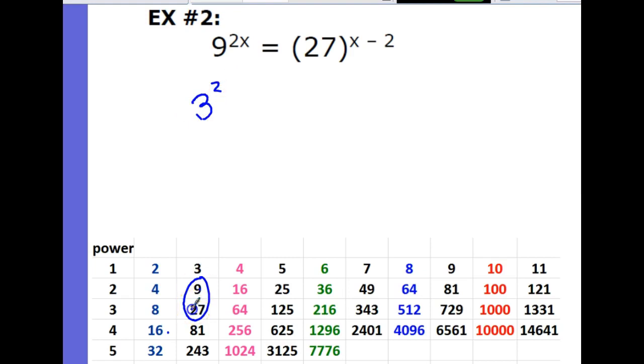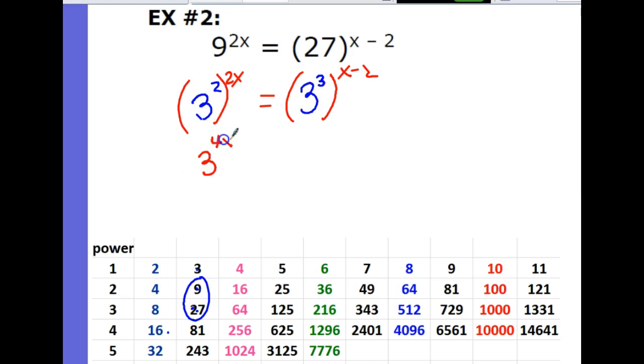27 is 3 to the third power. And so then we still have the x minus 2, and we still have the 2x. Our exponent rules say that we raise a power to a power by multiplication. So I multiply a power times a power, so this is 3 to the 4x power, and 3 to the parentheses x minus 2 power.